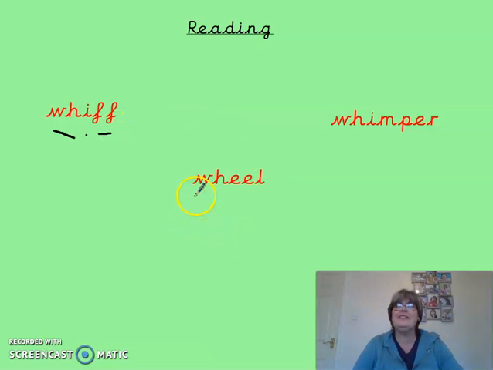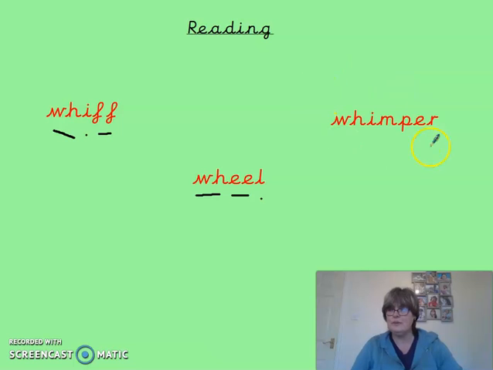Let's try the next one. So we have our digraph. Ooh, we've got another digraph and a single sound. So let's try this one. Wa-e-ul. Wa-e, wa-eel. Wheel. Did you get that one?